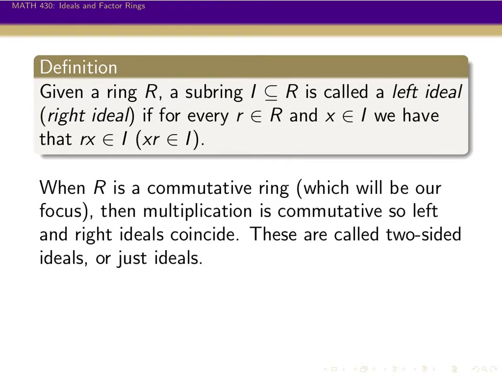When R is a commutative ring, which is where most of our focus is going to be right now, then this distinction between left and right ideals is lost because multiplication is commutative. And so these left and right ideals are the same thing. In general, if we have something that's both a left and a right ideal, we call it a two-sided ideal, or just an ideal.